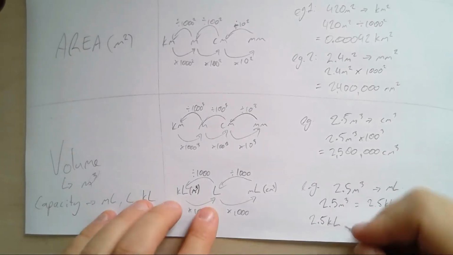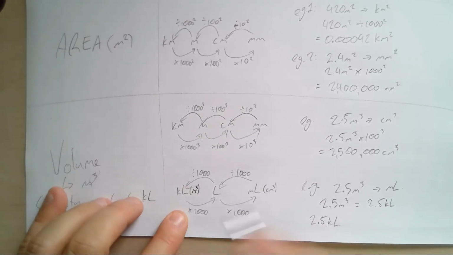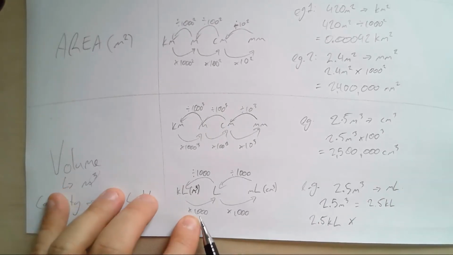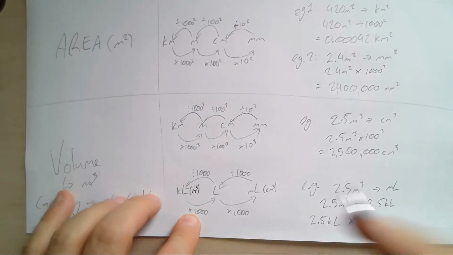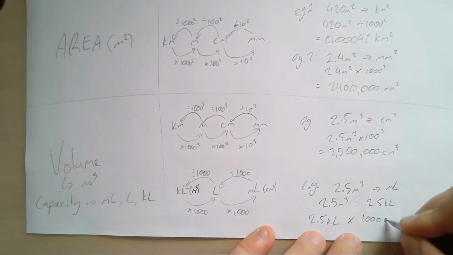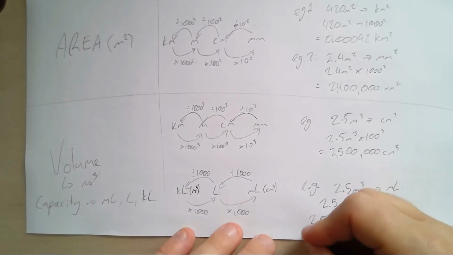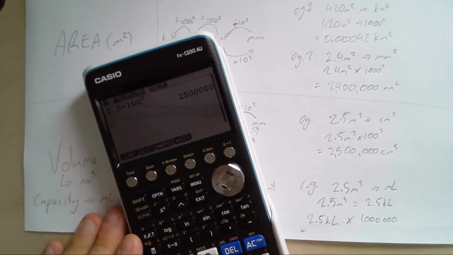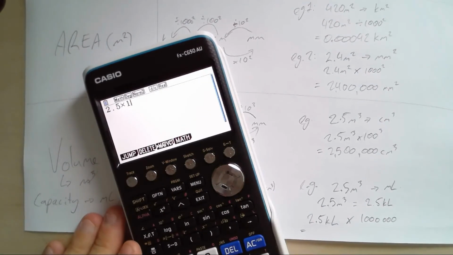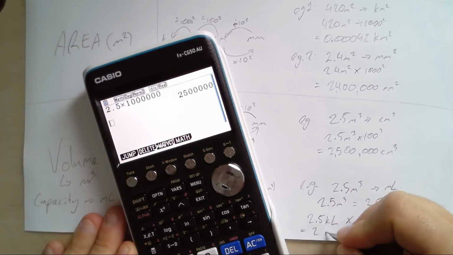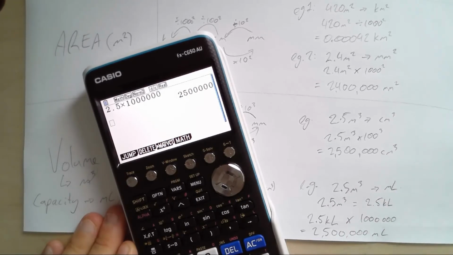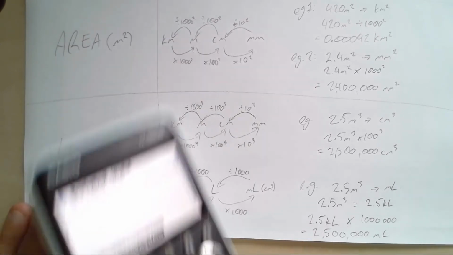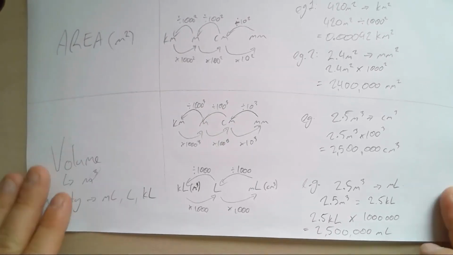kiloliters, okay, and what am I going to do to get to milliliters? I need to times by, now let's count the zeros, 1, 2, 3, 4, 5, 6, times it by a million. 2.5 times 1,000,000 is 2,500,000. The commas in, 2,500,000 milliliters. Okay, quick recap.